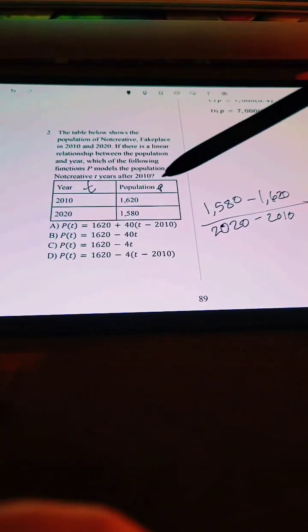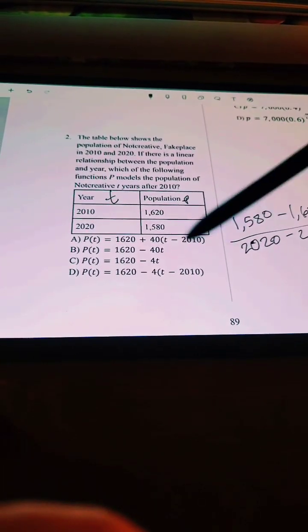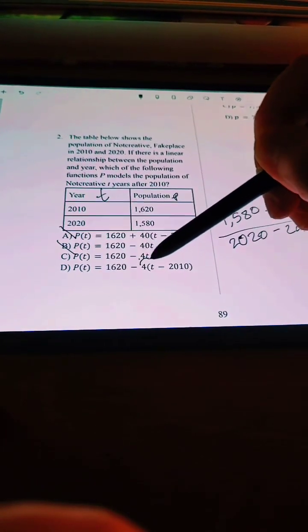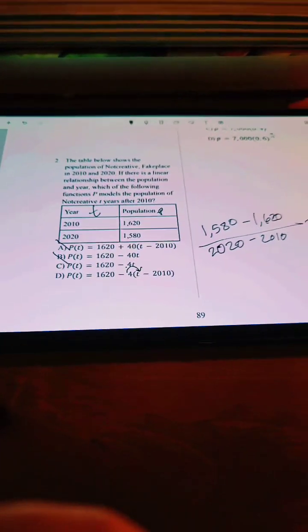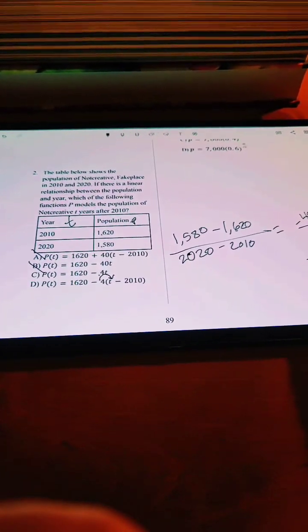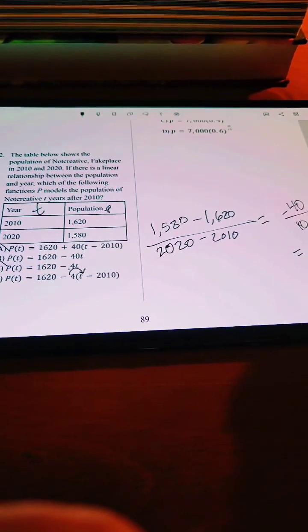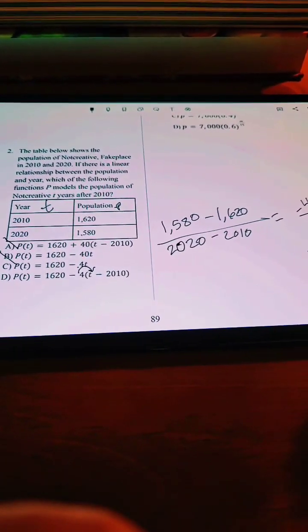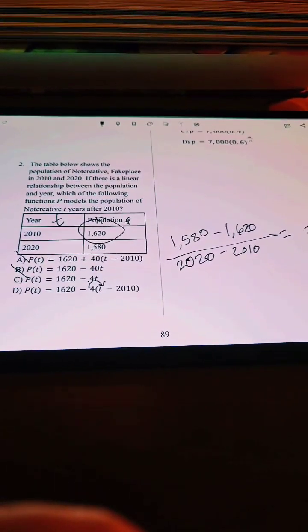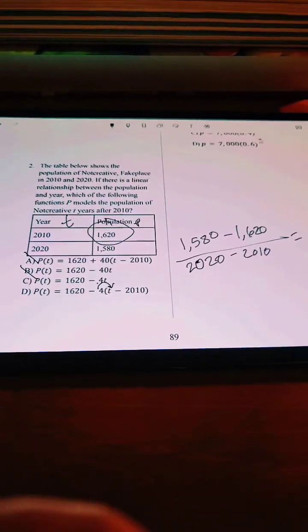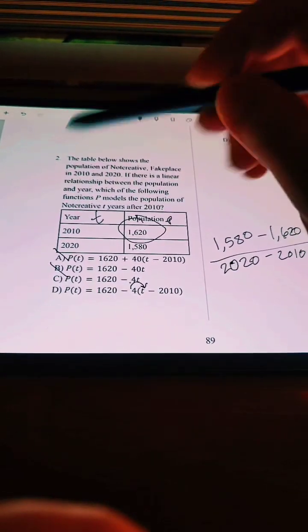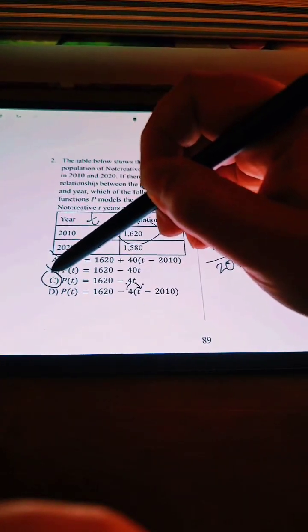So it's either going to be C or D for this one, because those are the ones which would have a negative 4T when you distribute. And then let's see what the y-intercept would be. The y-intercept, the starting value, the starting point, would be the 1620. I wanted to say 1620, but I should say 1,620 is the proper way to say it. So that's the starting point, the initial value. So it's going to be C.